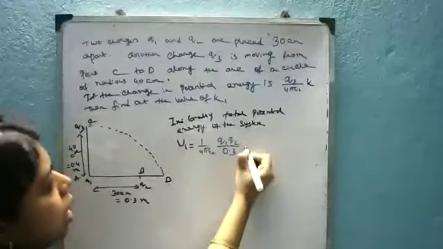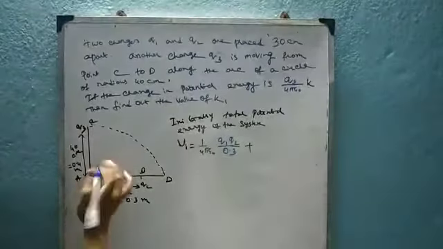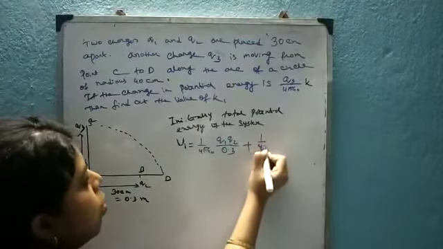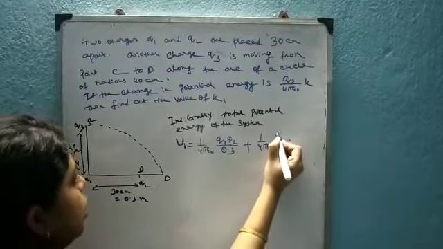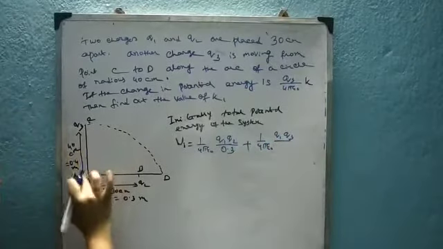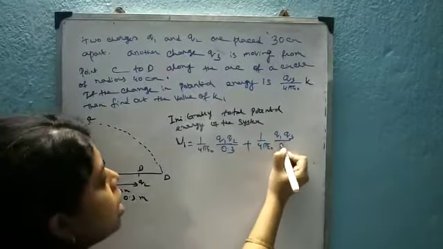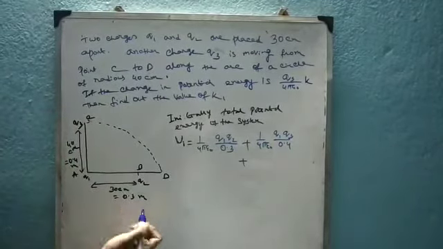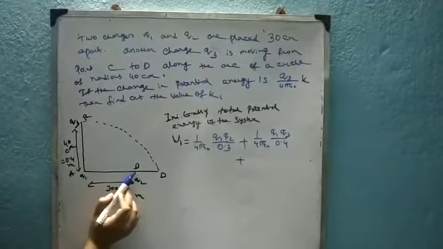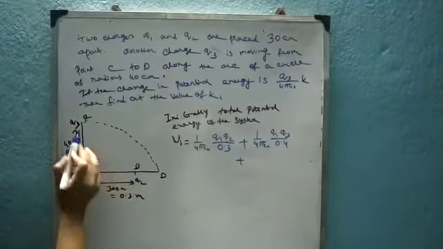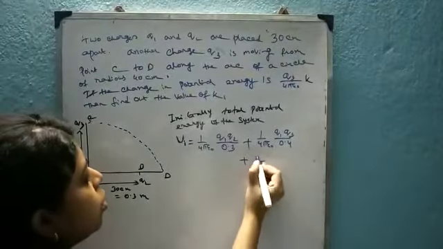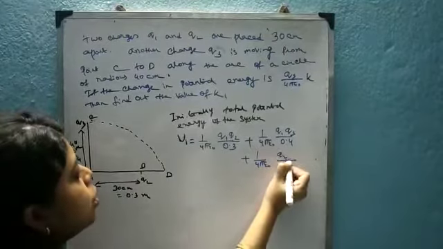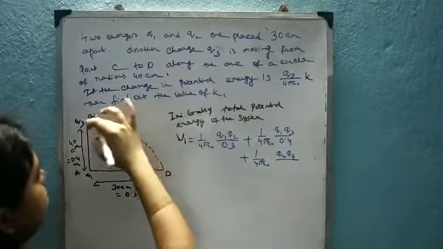Potential energy between charge Q1 and Q3, which is 1 by 4 pi epsilon 0 Q1 Q3, and the distance between them is 0.4. Now the last one, the potential energy between Q2 and Q3, which is 1 by 4 pi epsilon 0 Q2 Q3 divided by R.